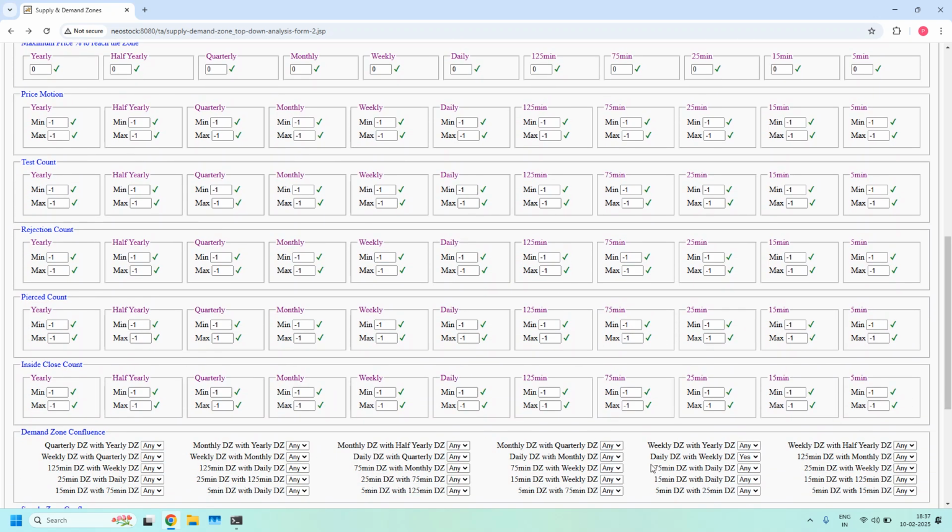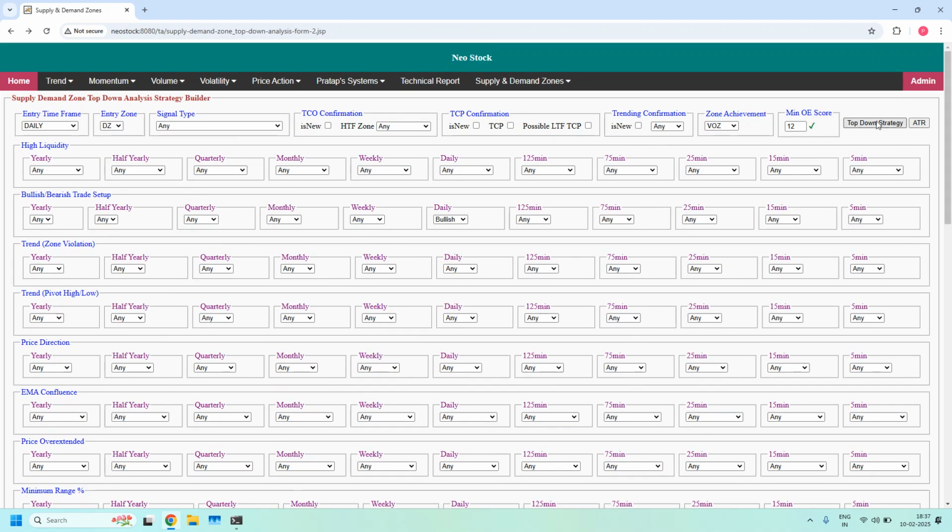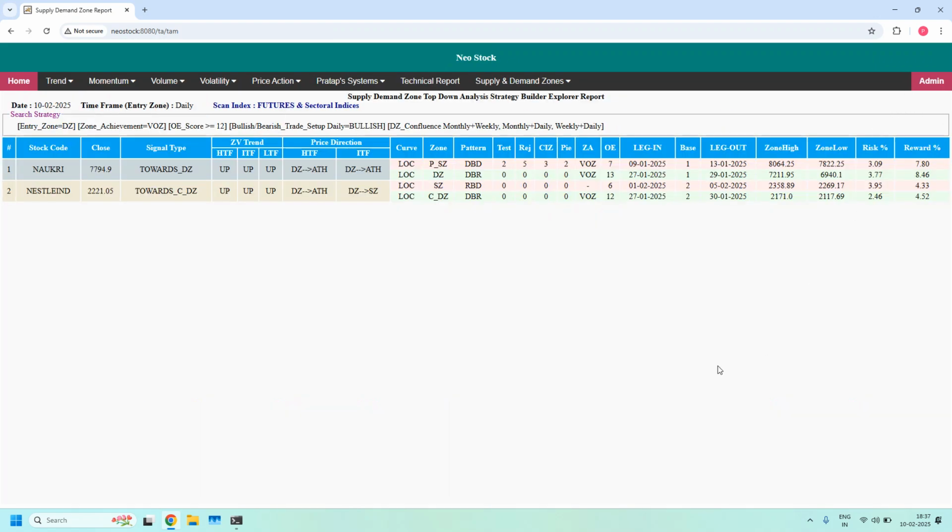The first filter is already set: daily demand zone with weekly demand zone confluence. Second filter is daily demand zone with monthly demand zone confluence. Third filter is weekly demand zone with monthly demand zone confluence. With all the 3 filters enabled, LTF, ITF and HTF demand zone confluence, we got 2 stocks. So that is daily, weekly and monthly demand zone confluence.